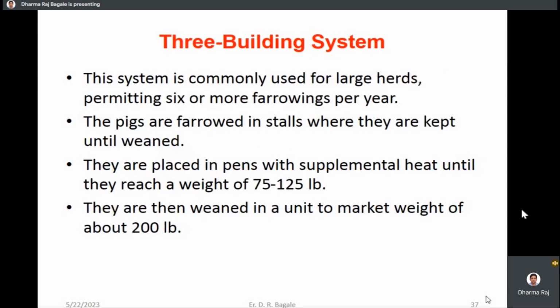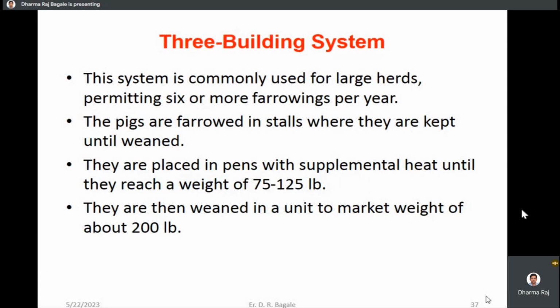This three-building system is more commonly used in commercial farming, where a large herd of animals is reared, and it permits six or more farrowings per year. The pigs are farrowed in a stall in the first building.